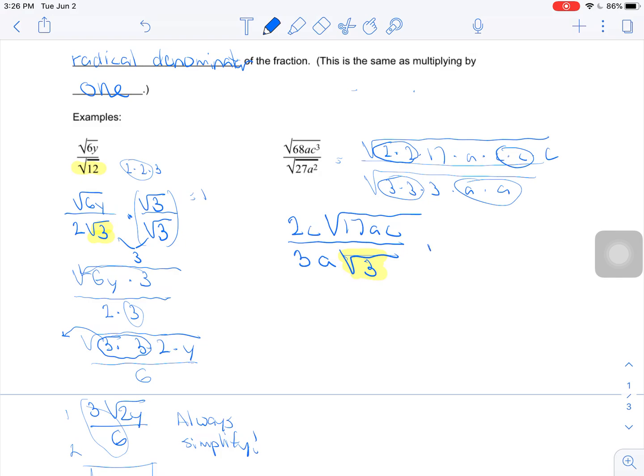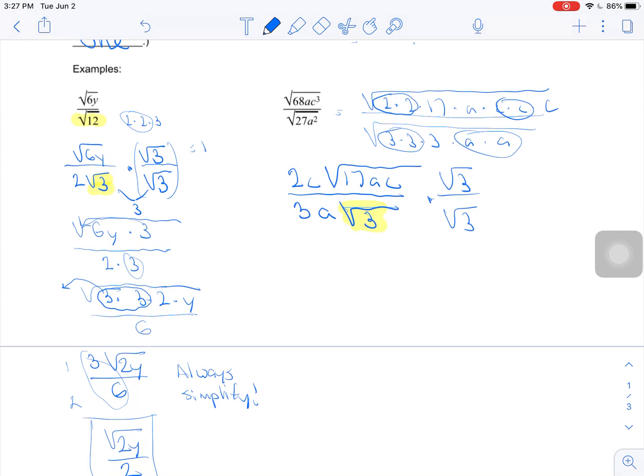So we said the trick to get rid of that is to multiply the top and the bottom by whatever square root you're trying to get out of the denominator. So square root of 3 in this case. But I have to multiply the top so that I end up actually multiplying by 1. So now we have to do a little bit of cleanup. Square root of 3 times square root of 3 is 3. So on the bottom, I end up with 3 times a times 3, which we'll clean up in just a minute. And on the top, I end up with 2c times square root of 17ac times square root of 3.